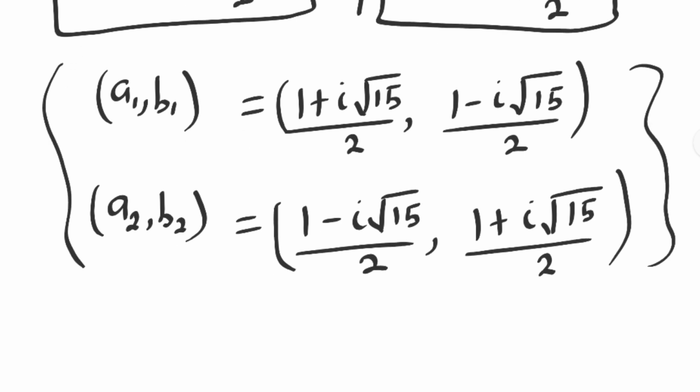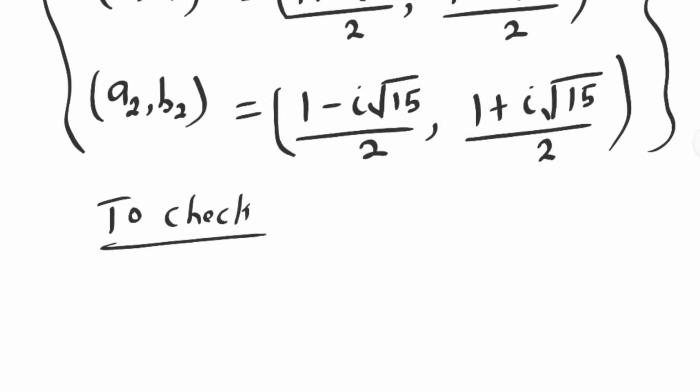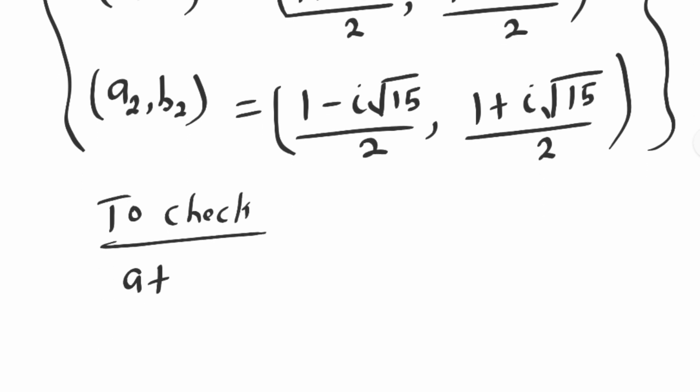We may check to confirm if this answer is right or wrong. From this solution, you can see that the value of a1 here is equal to the value of b2 here, and the value of b1 here is equal to the value of a2 here. So we want to check now. To check, we have the given equations a plus b is equal to 1, ab is equal to 4.